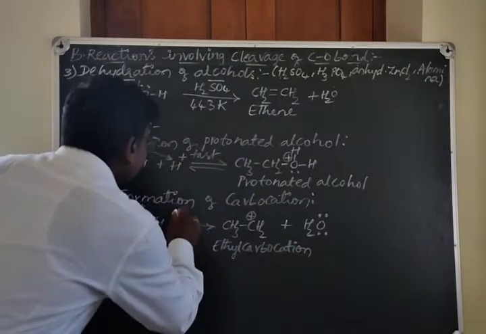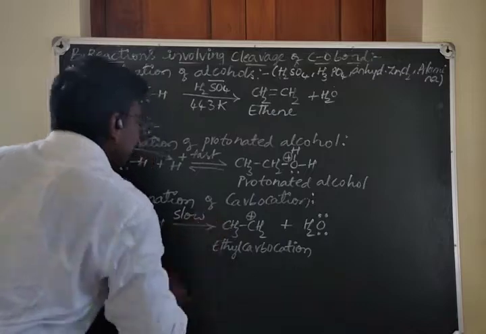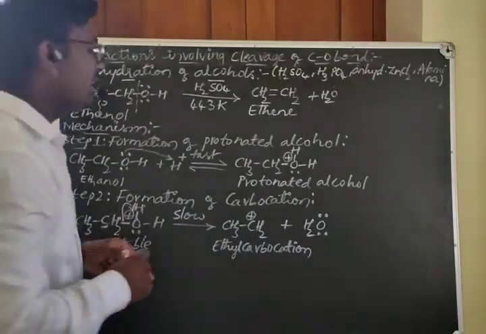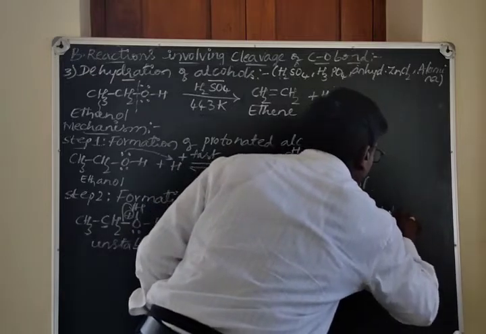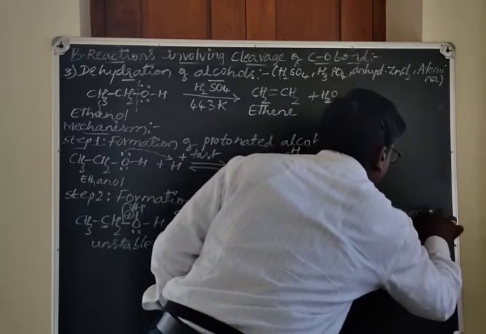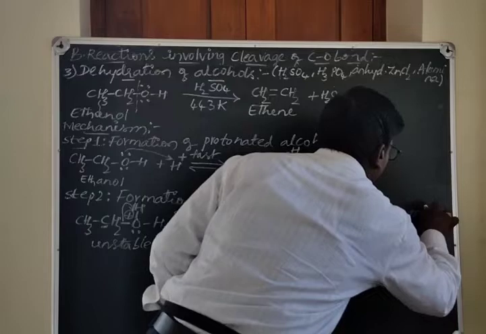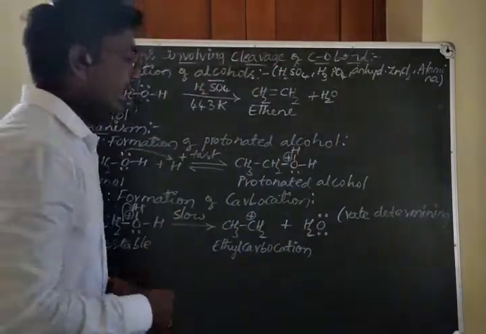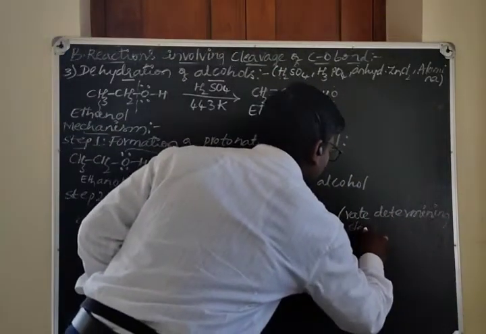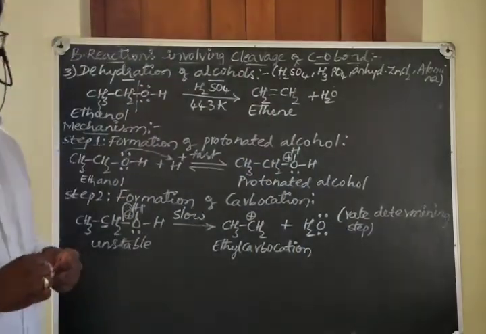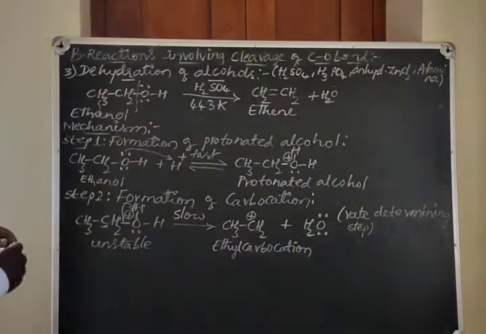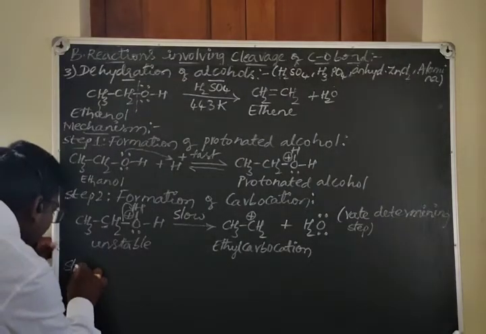See, it is a slow step and rate determining step. Keep in mind that always the rate of a reaction is dependent on the slow step. Then what is step 3?